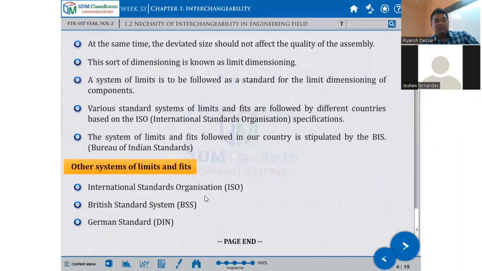There are three important systems. One is the International Standard Organization. This is a common adjustable spanner. All over the world, most follow ISO, but there are certain countries like Britain that follow only the British standard system. And the German standard, that is DIN. Even in India, we are following mostly the American standard. It has to standardize the common.